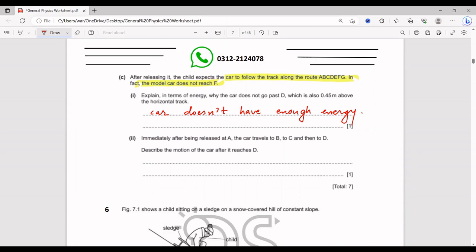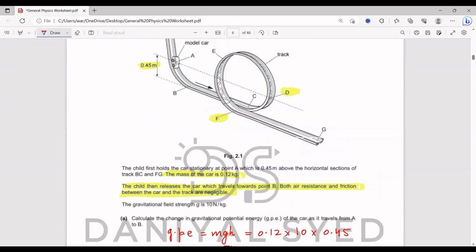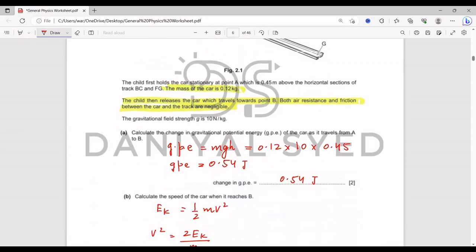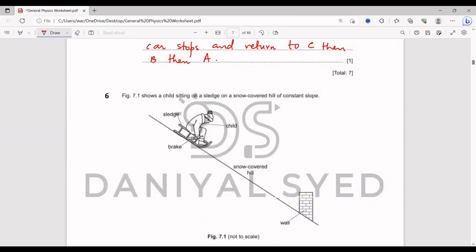Describe the motion of the car after it reaches D. So beta, when the car reaches D, it will go back to C, it stops, and then again return to C, B, A. Okay. So you have to write down: car stops and returns to C, then B, then A. Now, question number 6.